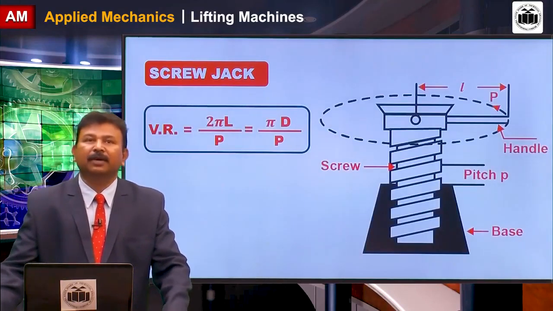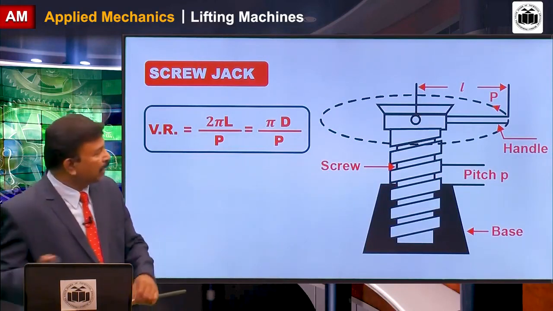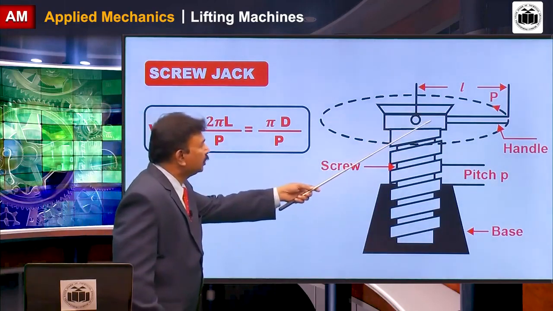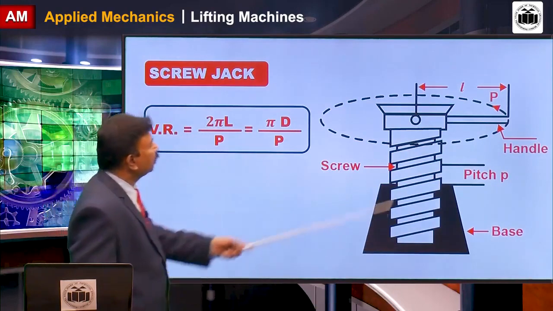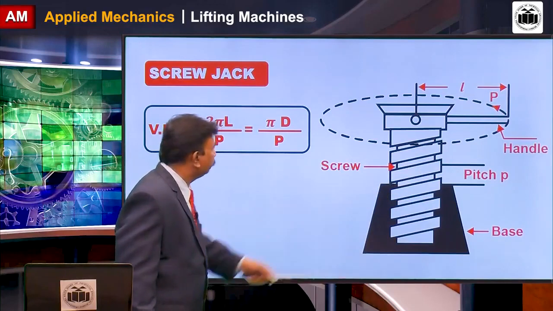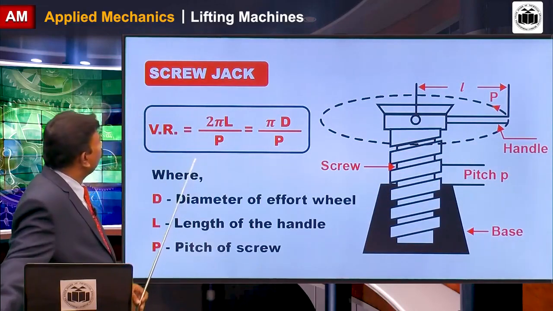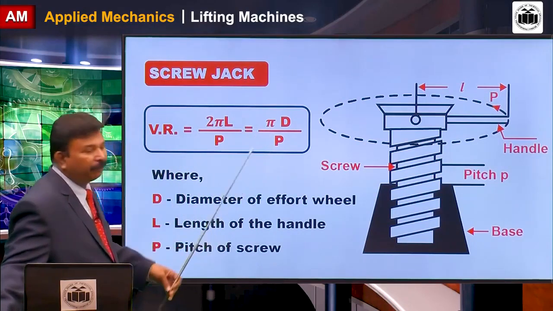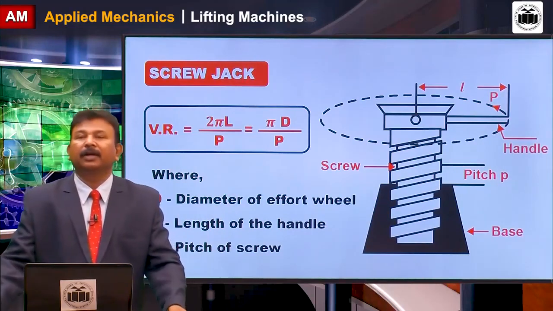The next machine we are learning is screw jack. Screw jack works on the principle of screw, and in the screw jack we clearly see a screw is there. By rotating the screw, we can make it a simple lifting machine. The length of the handle is L, pitch of the screw is P. So the formula for velocity ratio is 2 pi L upon P, or it is pi into D upon P when we use effort wheel in place of handle.